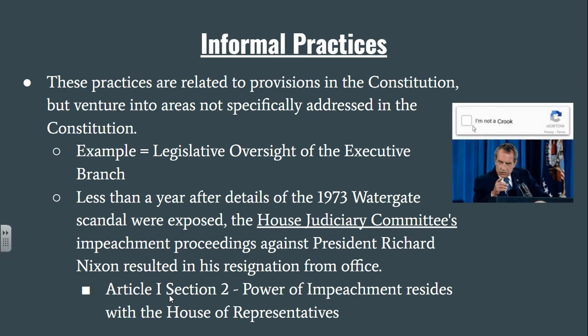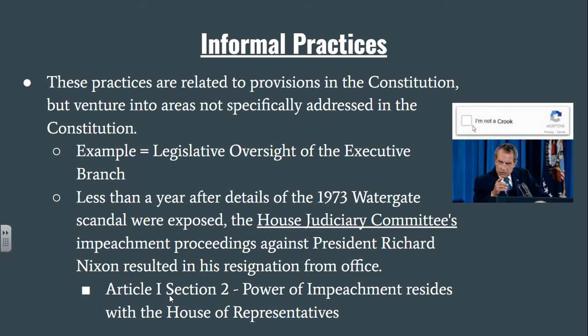All right. So a real life example that I'm going to give you is the legislative oversight of the executive branch in Watergate, which is what caused Nixon to resign. Details of Watergate were exposed. Okay. And the House Judiciary Committee, the House of Representatives had a Judiciary Committee, which was reviewing this for the start of impeachment proceedings. Okay. And the writing was on the wall with what Nixon did, that he would most likely be impeached. So he ended up resigning.